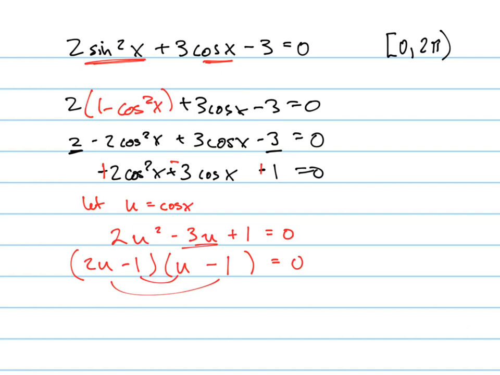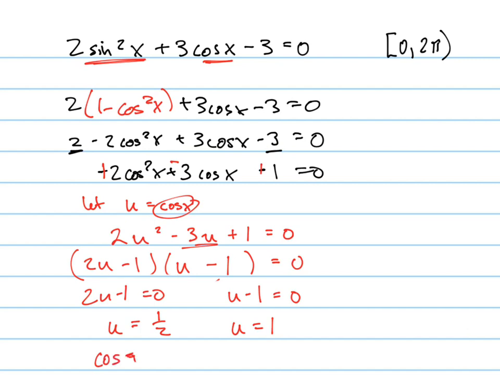Well, because now I can just say either 2u minus 1 equals 0. Remember the zero product property? Or u minus 1 equals 0, which means u equals 1/2, or u equals 1. And what was u again? Cosine. So now substitute the cosine back in. So the cosine of x is equal to 1/2, or the cosine of x is equal to 1.